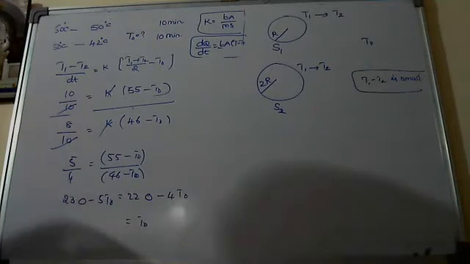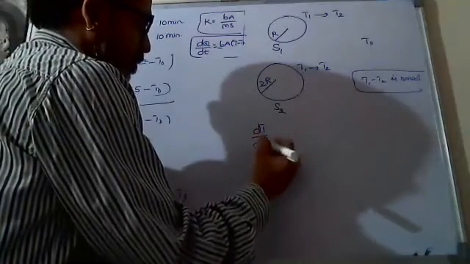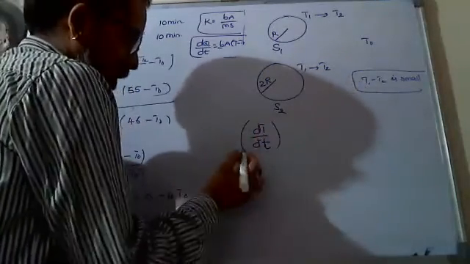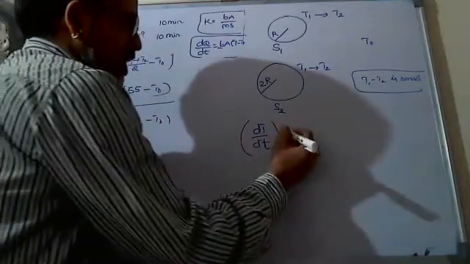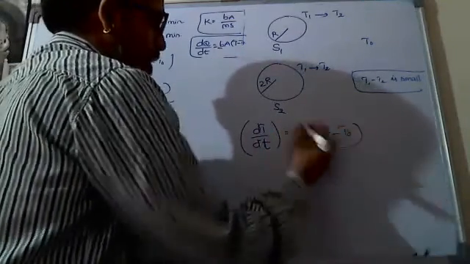If they ask this, don't try to say dT by dt. This is the rate of cooling, Nana. From here you can take the time, which is equal to, I have to use (T1 plus T2) by 2 minus T0, into K.